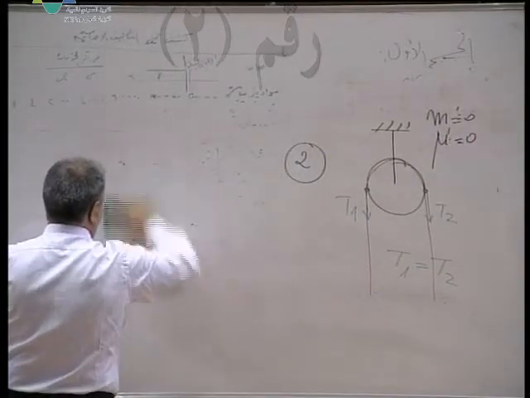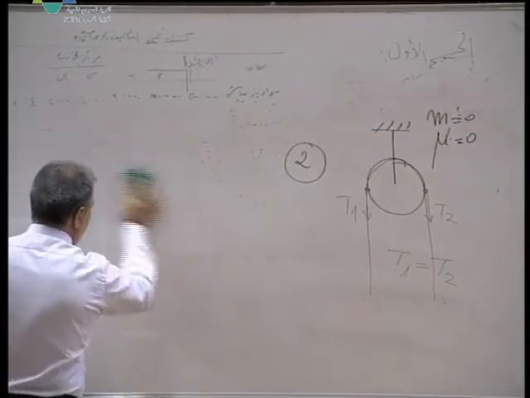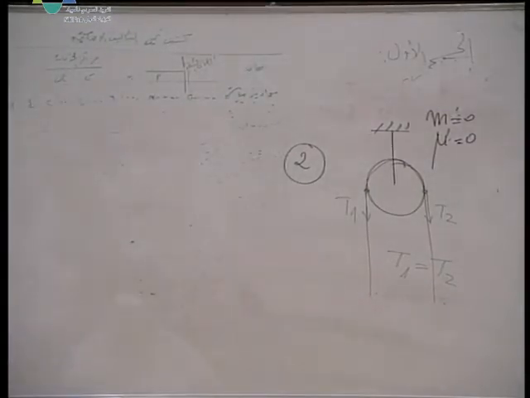كان عندي قوة احتكاك بين الحبل والبكرة، فإن التنشن T1 وT2 سوف يكون غير متساويين. يعني T1 لا يساوي T2 في حالة إيش؟ لما يكون عندنا الكتلة لا تساوي صفر وقوة الاحتكاك لا تساوي صفر.